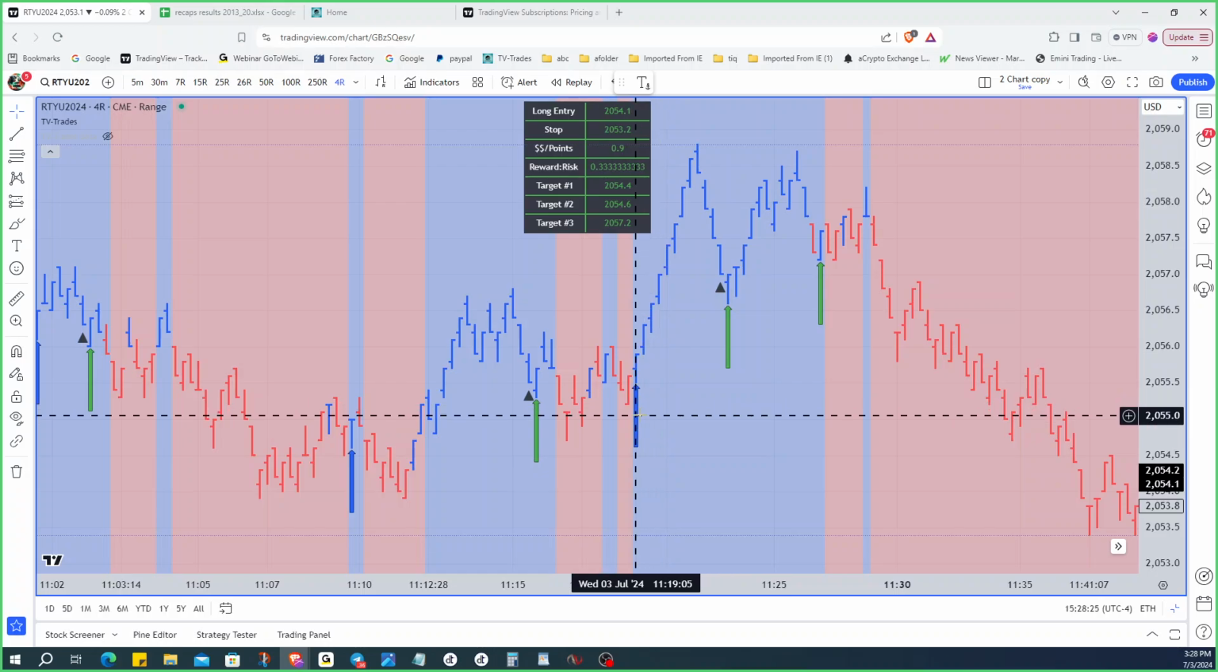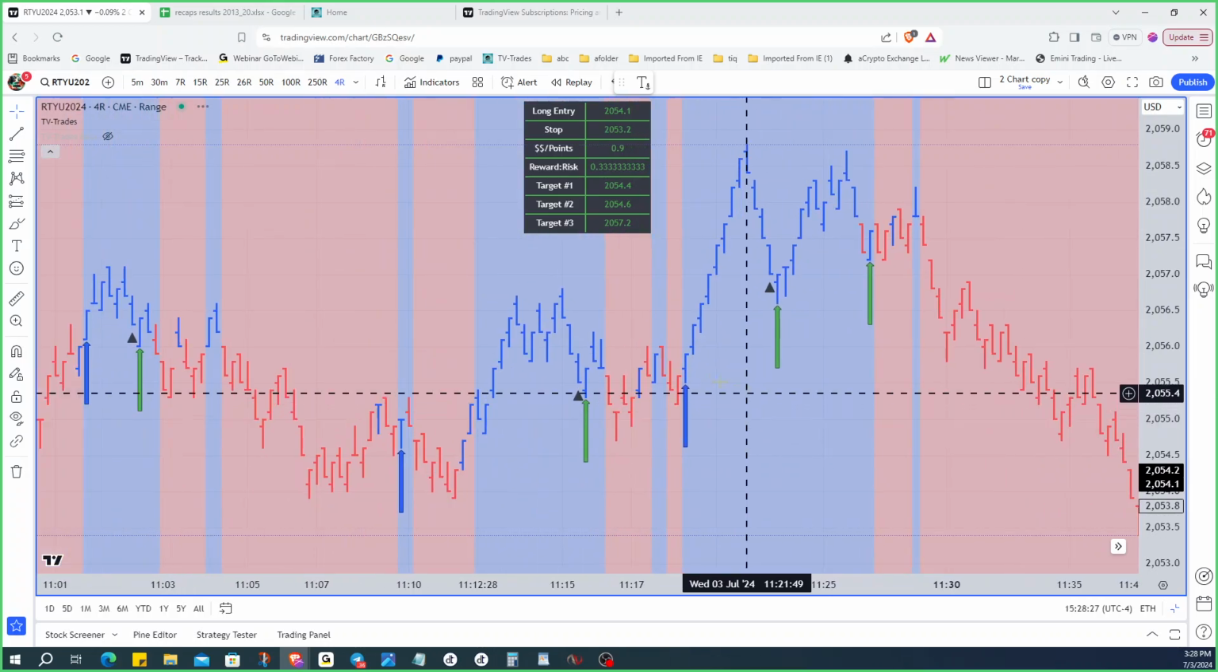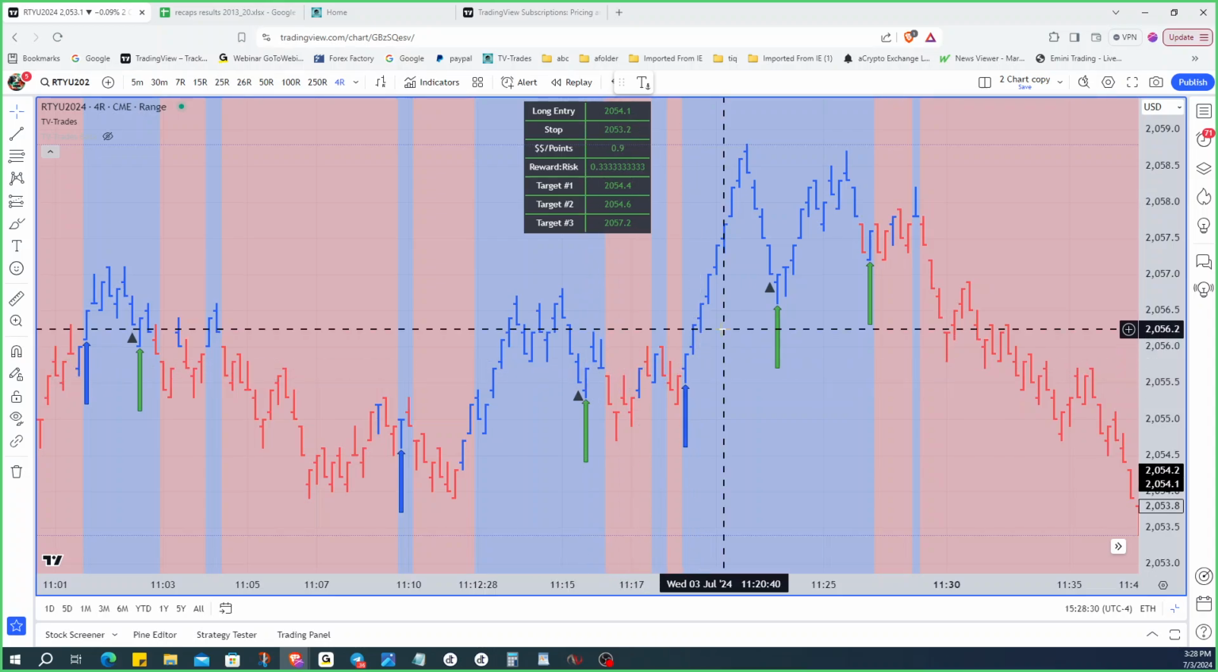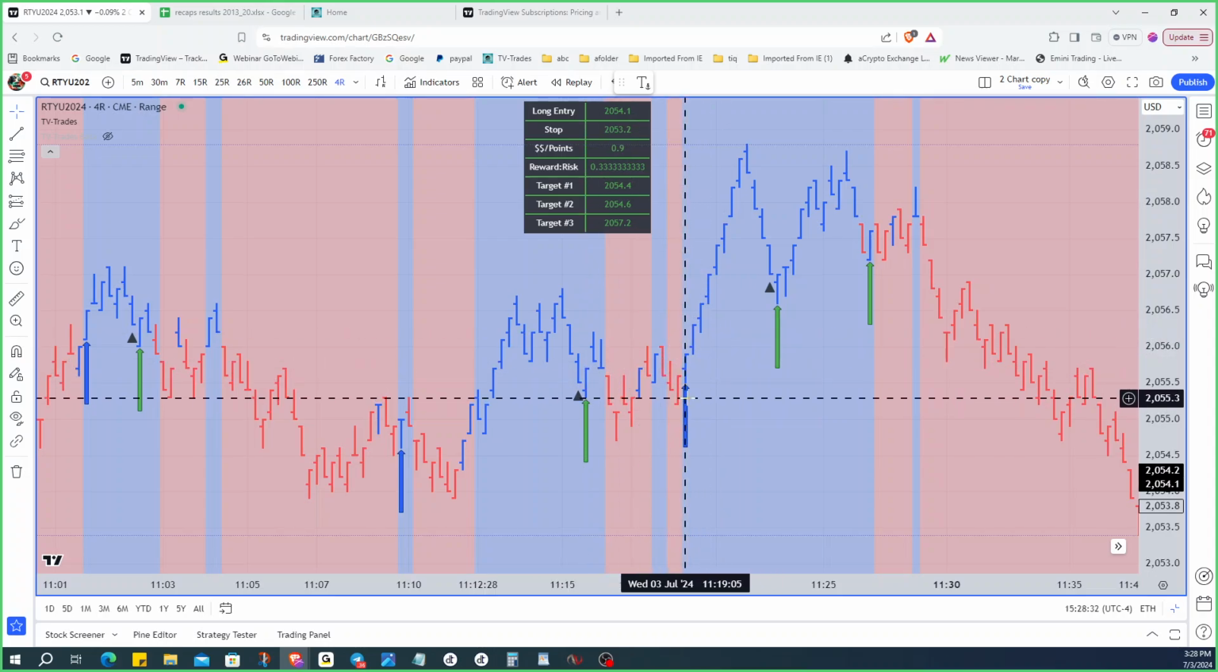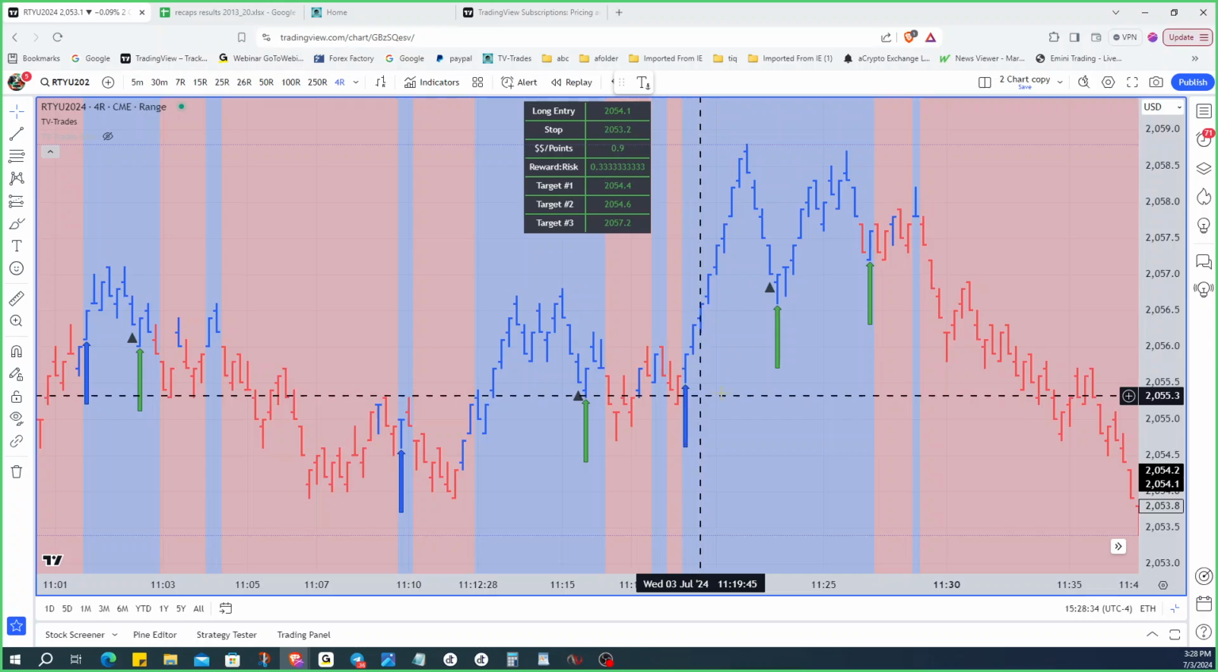But I like to trade the NQ on a 15 range. I like to trade the NQ on a 30 range. I like to trade the ES and the Russell on 4 ranges and 7 ranges.